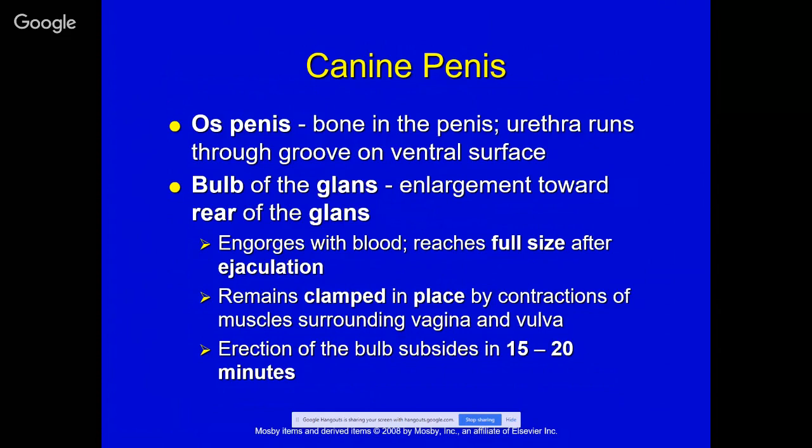What this does is it helps the penis to remain clamped in place by contraction of the muscles surrounding the vagina and the vulva. So dogs, when they mate, become locked in place, and they will turn backwards to each other so that their rear ends are facing, after he mounts and ejaculates, for 15 to 20 minutes. And after that, the erection of the bulb will subside. And that helps to keep the semen within the bitch so that there's a greater chance that she will become pregnant.